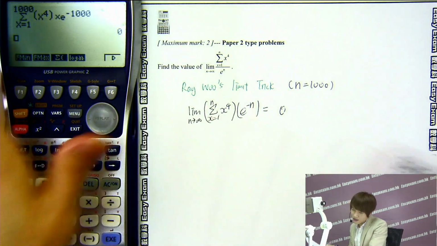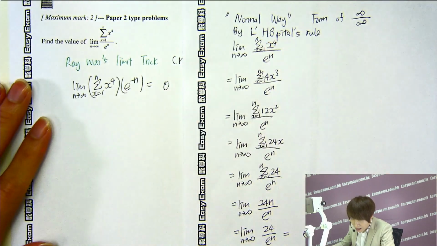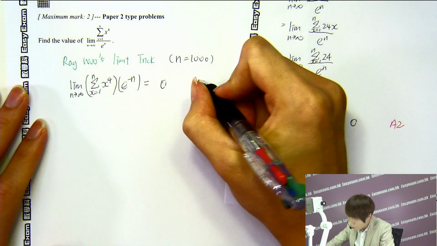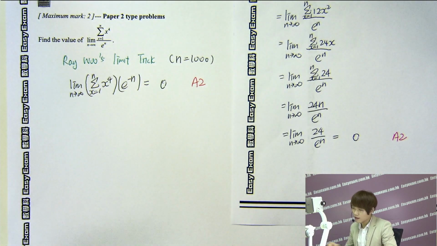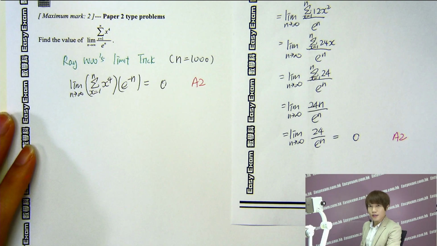And of course, you can see you just get the same answer as the complicated and clumsy normal way, okay? So if you get this right, you will be awarded A2 for getting the correct value of the limit. So this is the power of my magical trick, and I will see you in the next video.